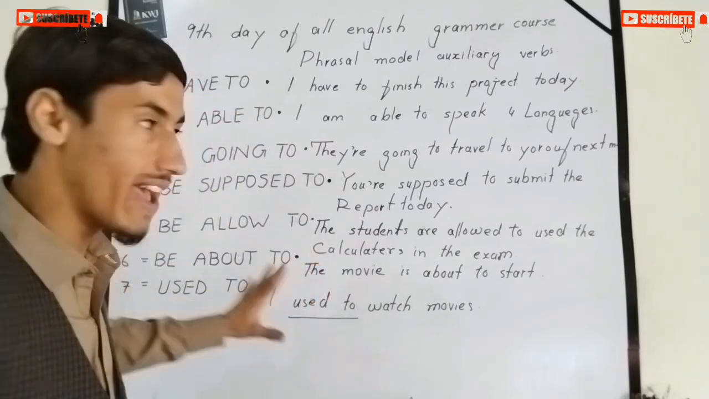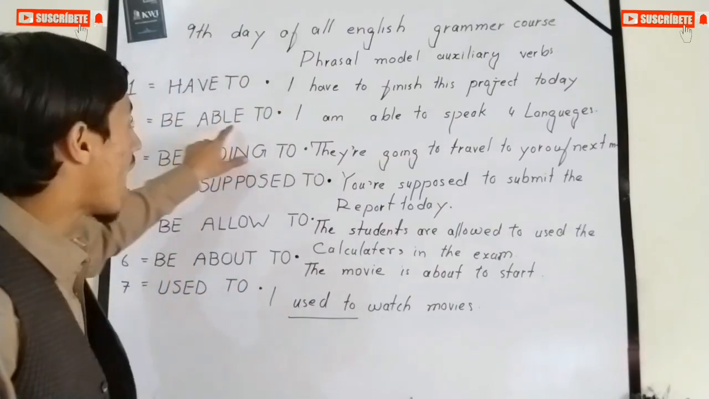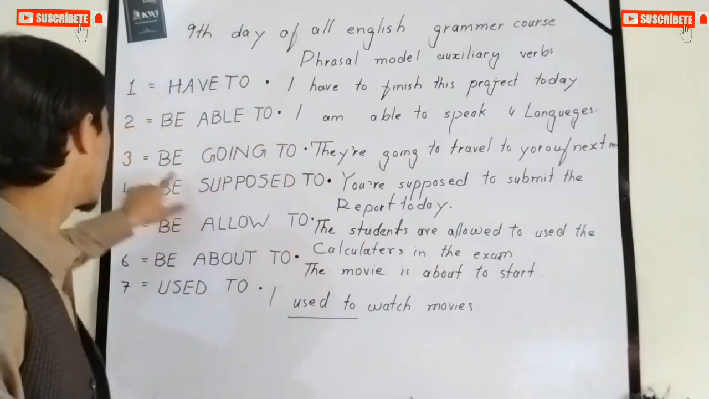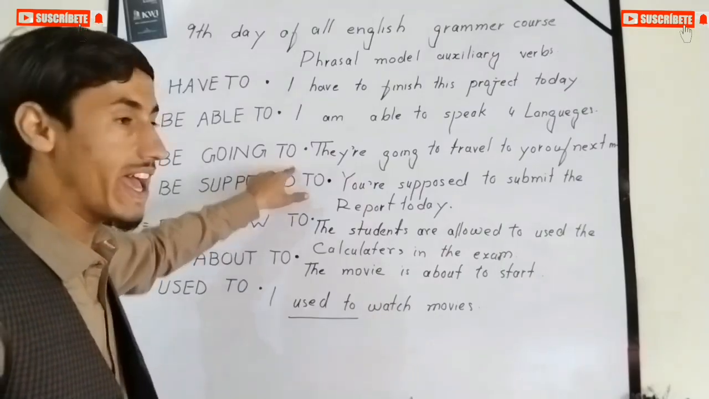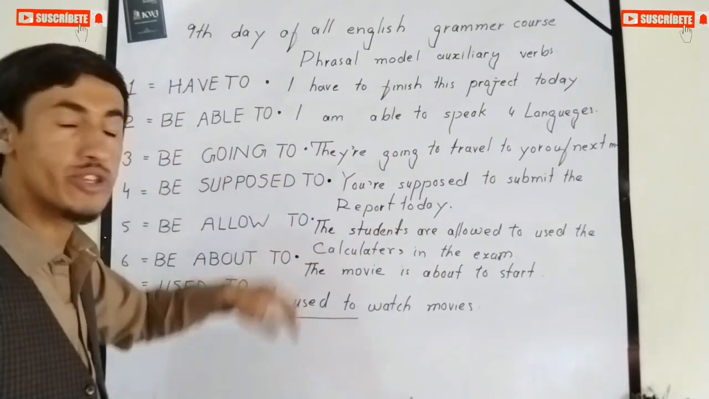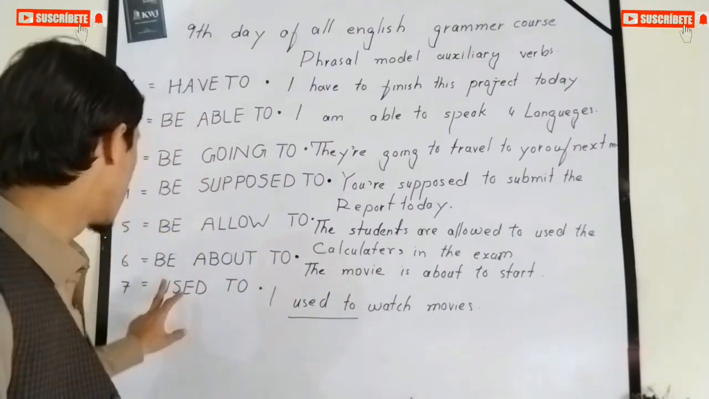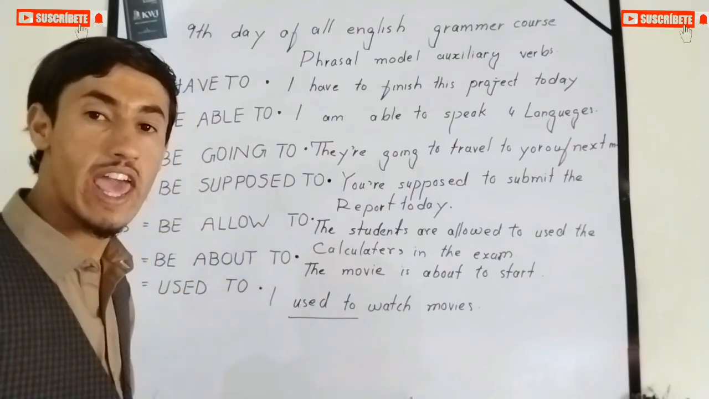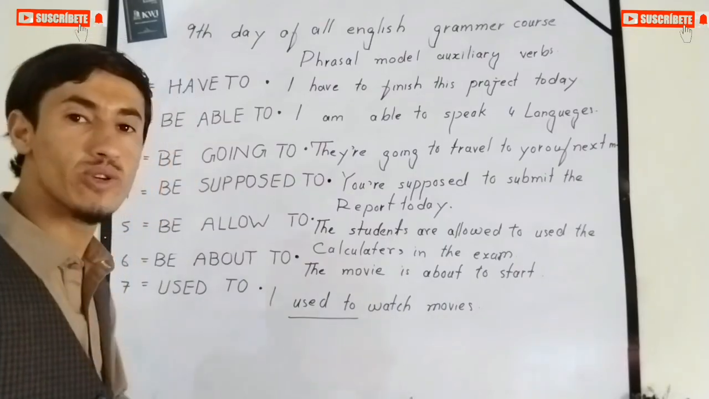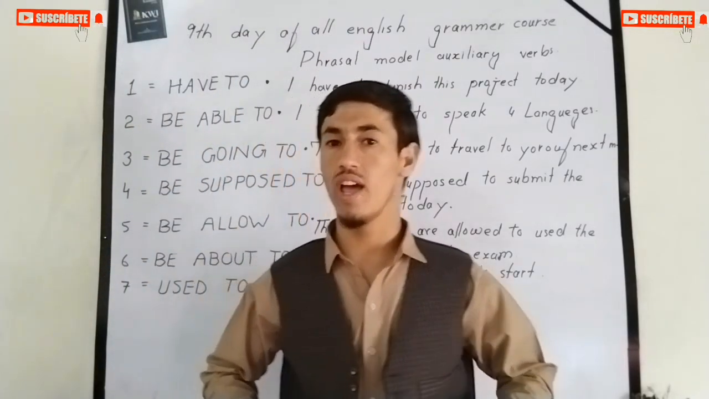What are they used for? Have to is used for necessity. Be able to is used for ability. Be going to is used for future plan or intention. Be supposed to is used for expectation. Be allowed to is used for permission. Be about to is used for imminent action. Used to is used for the past habit. It was our today's lesson.